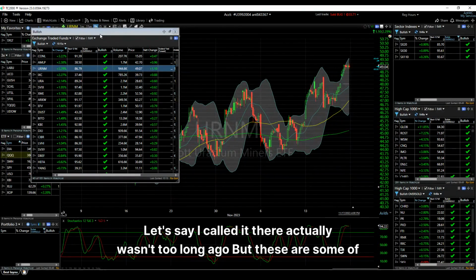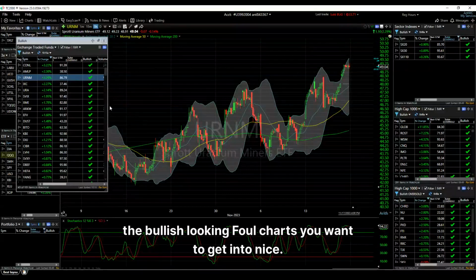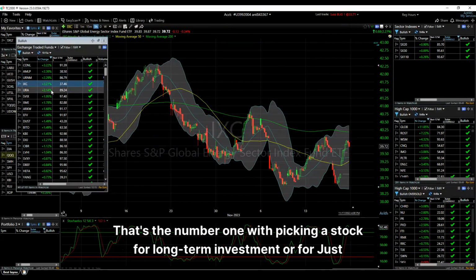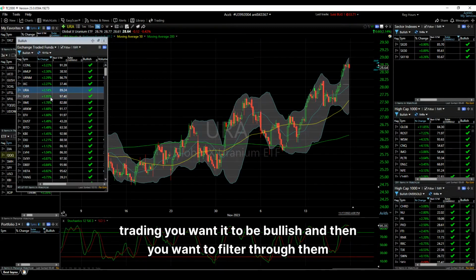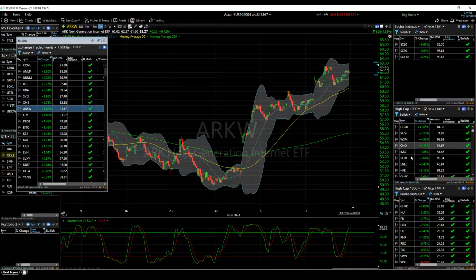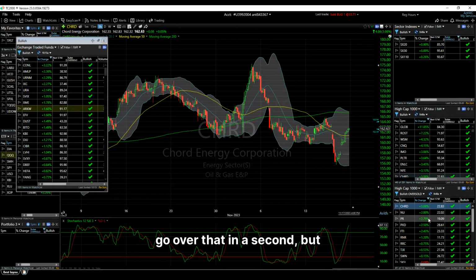But these are some of the bullish looking style charts you want to get into. All right, so that's number one with picking a stock for long-term investment or for just trading. You want it to be bullish, and then you want to filter through them where they're oversold. So this filter I have is bullish oversold, and we'll go over that in a second.